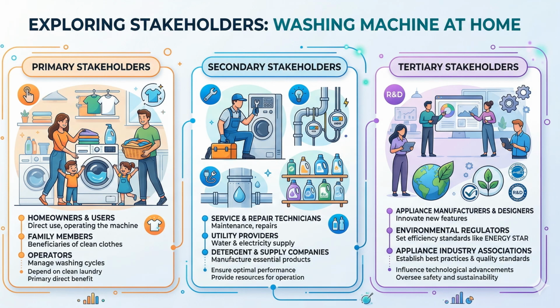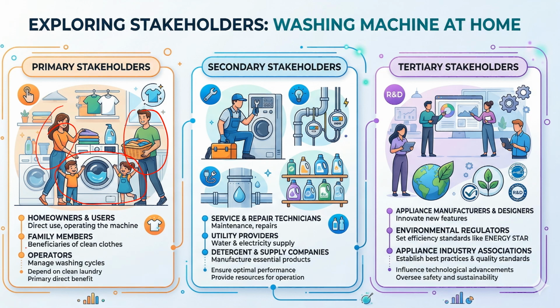So they directly use the product, operate the product. So it might be the man of the house, the woman of the house, and maybe some children also who are using that particular product. So different kinds of family members. We might also have a household help who is using that particular product.